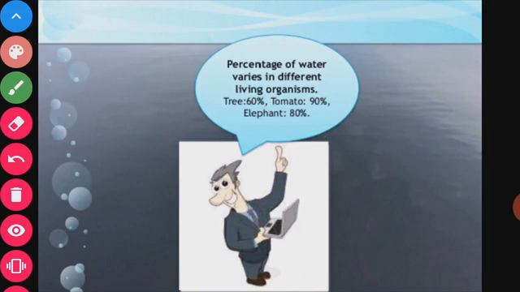Here are some facts. The percentage of water varies in different living organisms. Trees, 60% of water. Tomato, 90% of water. Elephant, 80% of water. This means in the total body weight of an elephant, 80% is water. In tomato, 90% of total body weight is water. Same in the trees.